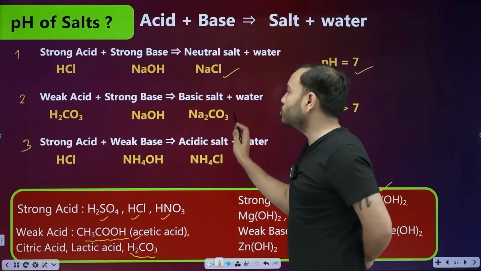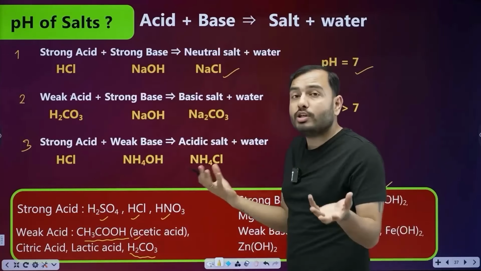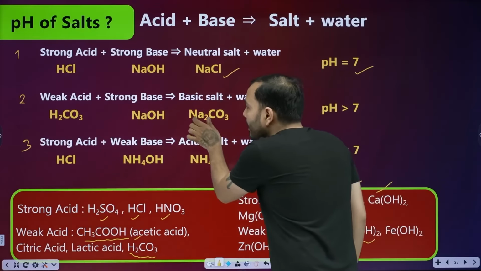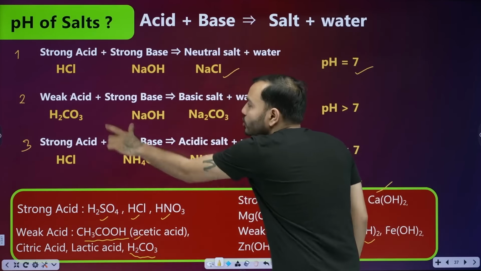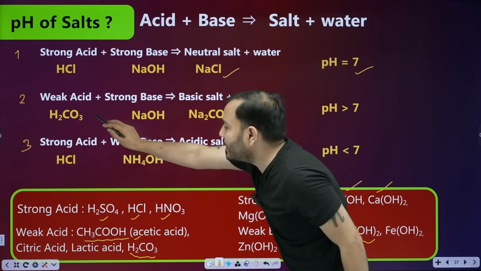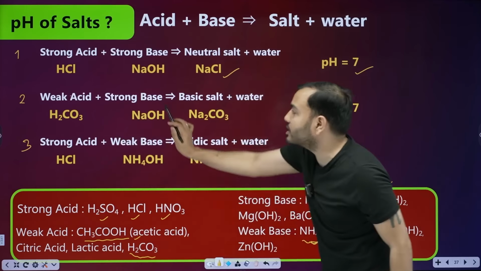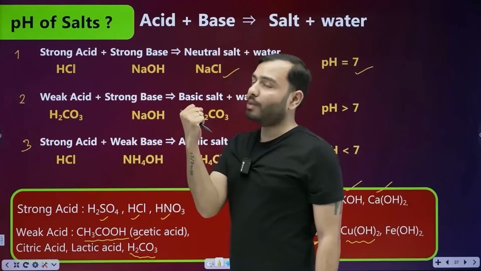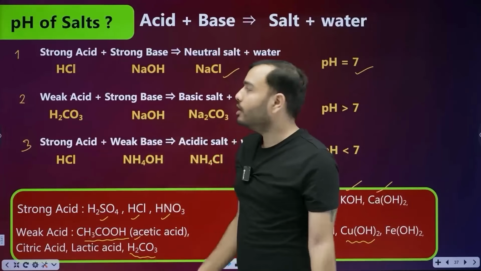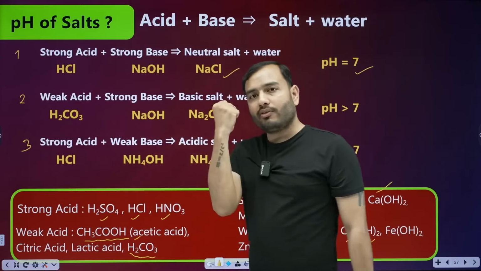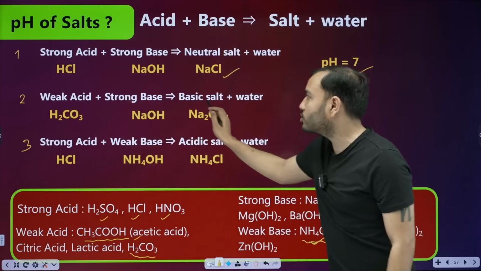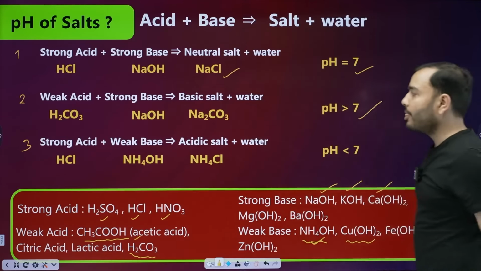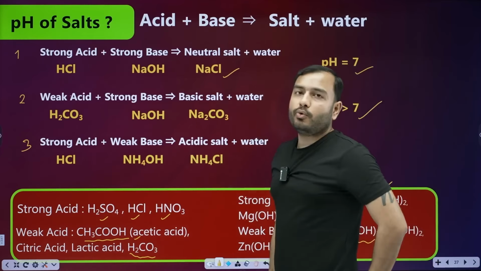Next I took Na2CO3, sodium carbonate. I have to tell whether the salt is acidic or basic. What is it made up of? NaOH and H2CO3, carbonic acid. Which type of acid is carbonic acid? Weak acid. Which type of base is NaOH? Strong. So one is weak, one is strong. So which side will the game go? The strong one. If one is weak and one is strong, then the strong one will win. Here the base is strong, so the salt is a basic salt, pH greater than 7.